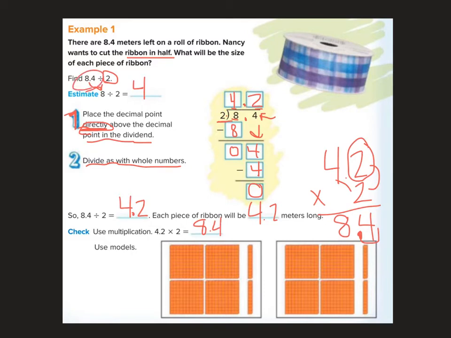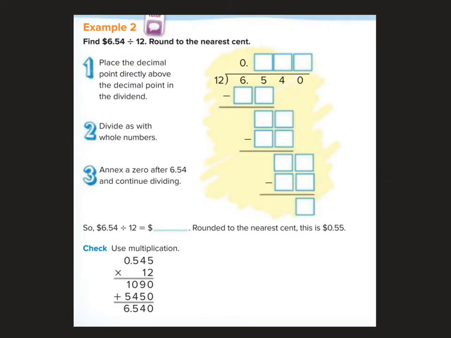All right, let's try another one. Find 6 54/100, or $6.54, divided by 12. Round to the nearest cent. So this whole round to the nearest cent, we're not going to do anything with that until the very end. So first, let's divide.